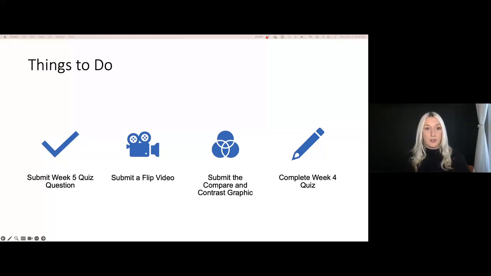So that's what you have for this week. There's a rubric for this assignment. So read over the rubric to see what I'll be grading and scoring you on, so you have a good idea of what you need to include in this. And there's detailed instructions under the assignment for this.